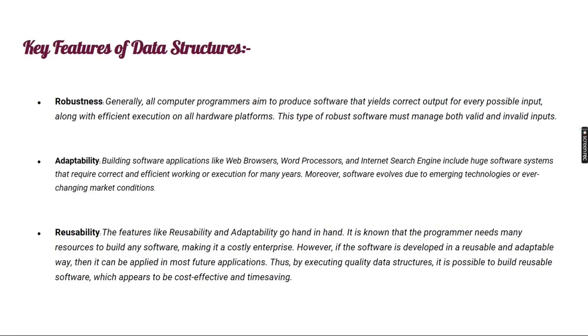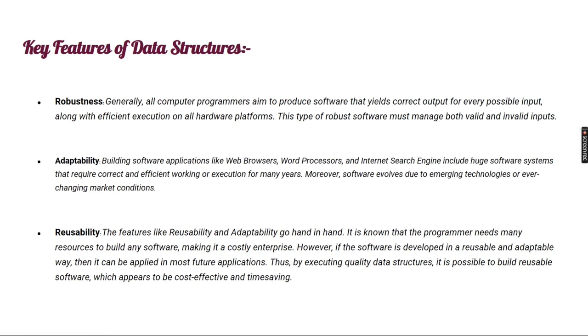So, what are the key features of data structures? First is robustness. Generally, all computer programmers aim to produce software that yields correct output for every possible input, along with efficient execution on all hardware platforms. This type of robust software must manage both valid and invalid inputs.